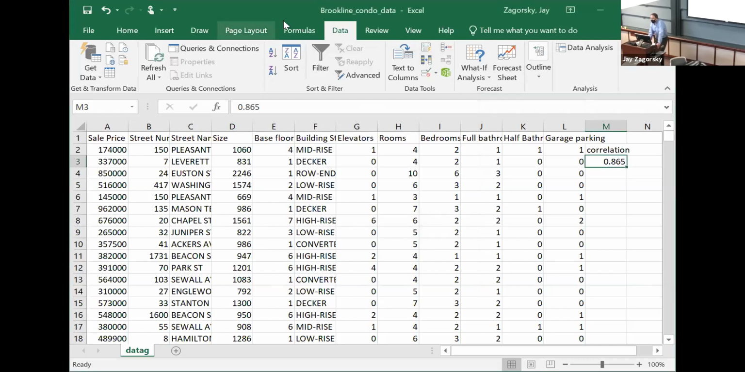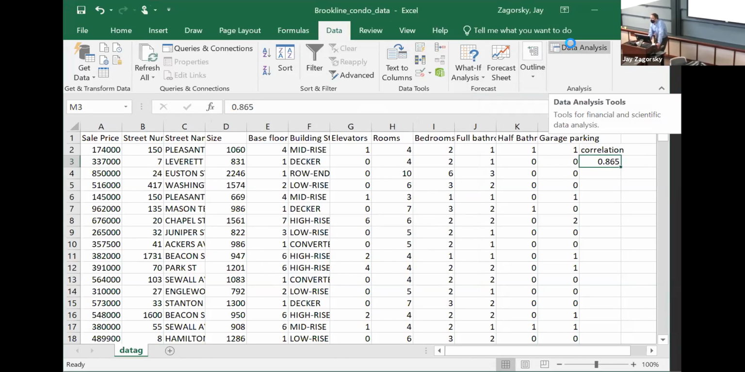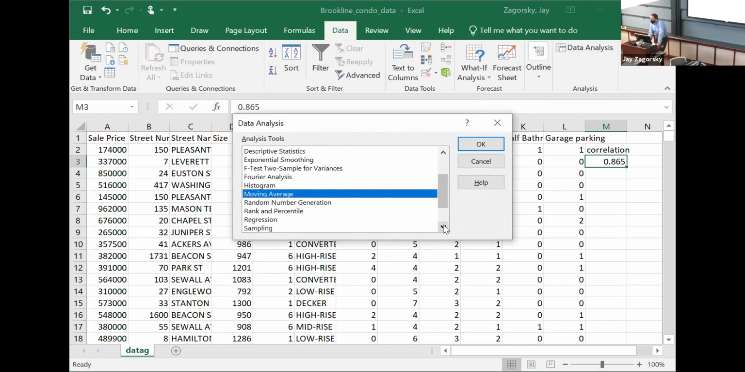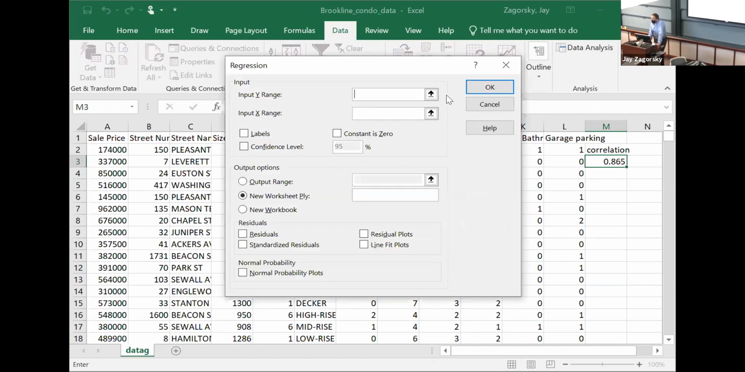So if I pick data, there's data analysis over here on the right side. Under data analysis, we're looking for regression. Regression begins with the letter R, so we click on regression. Everybody with me so far? Click OK. The Y range.